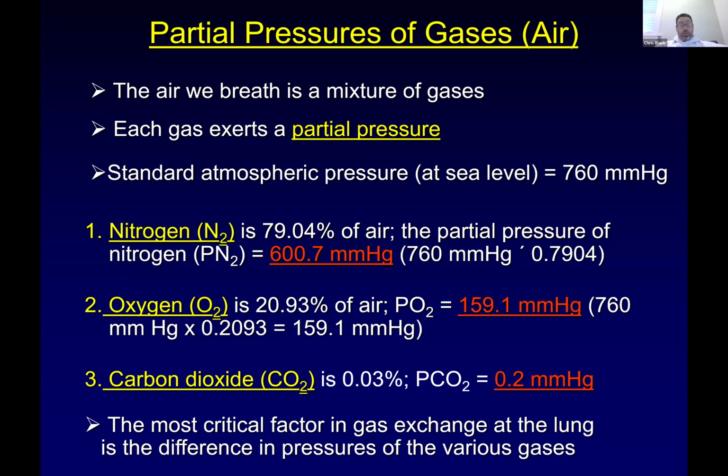Okay. Similarly, you do the same thing for oxygen. You arrive at a number that in atmospheric air, the partial pressure of oxygen is about 159 millimeters of mercury, and the partial pressure of carbon dioxide is very, very low.